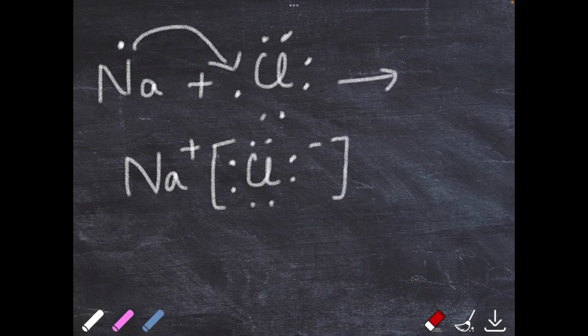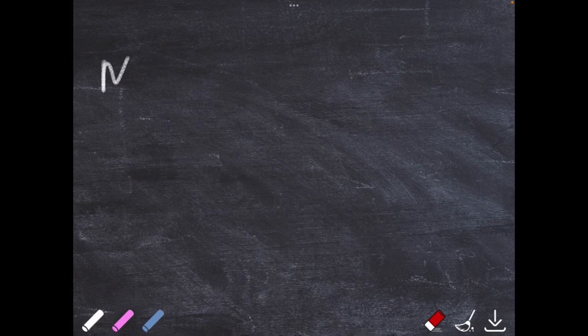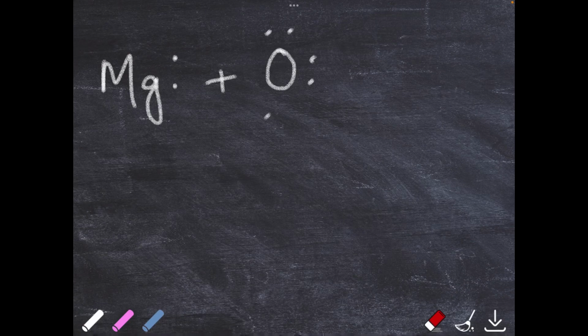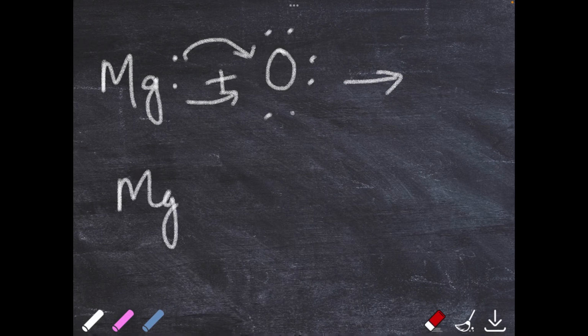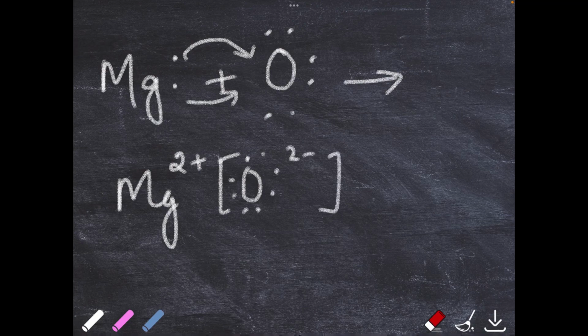Let's take another example. Magnesium oxide. Now magnesium has 2 electrons in its outermost shell and oxygen has 6 electrons in its outermost shell. Magnesium gives 2 electrons to oxygen. As a result, what happens? Magnesium gets a +2 positive charge and oxygen, its octet is complete and it gets a 2 minus charge. So this is how we show magnesium oxide.